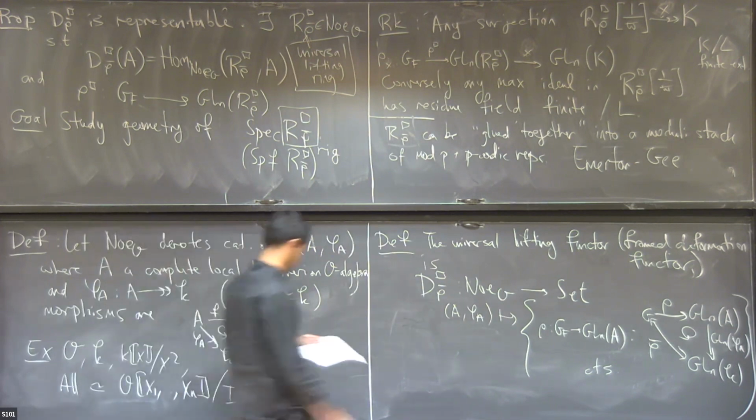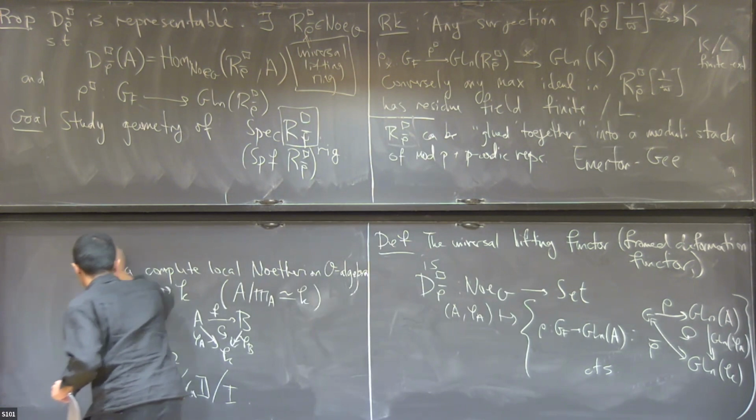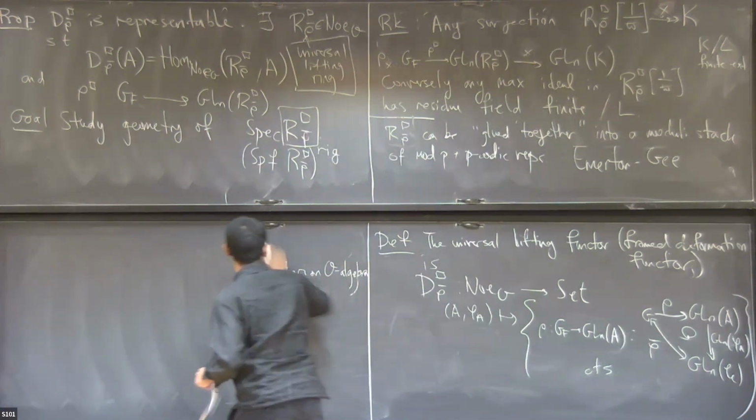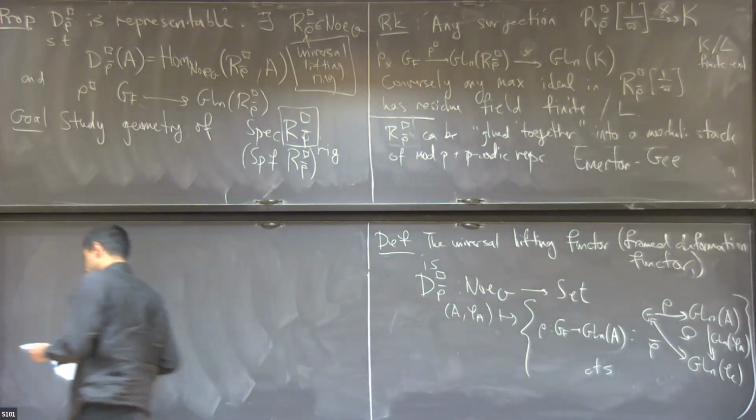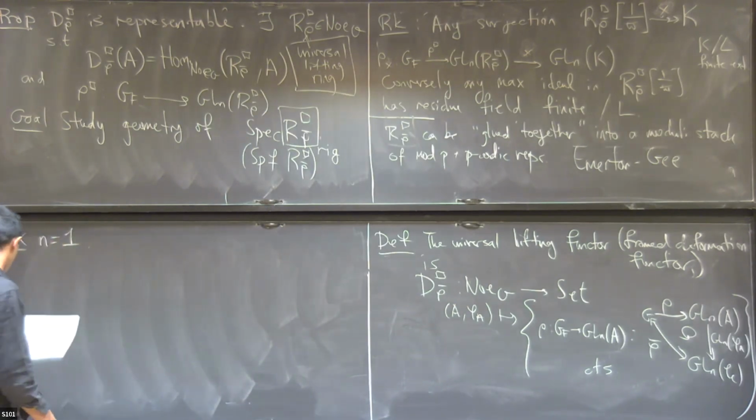Right, so this is the ring we care about, and we want to understand its structure. Before jumping into the general case, where n is just any integer so the dimensions can be as high as I want, I'll first give an example in the simplest case, when n equals 1. So what happens if you try to deform a mod p character of the Galois group?